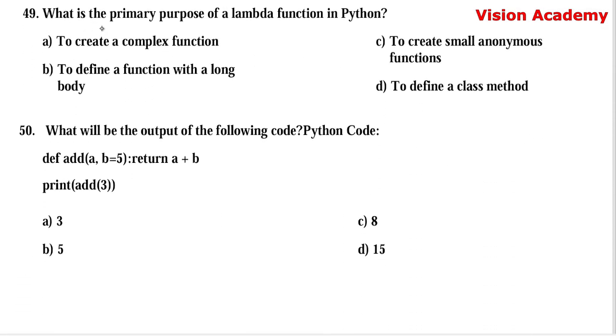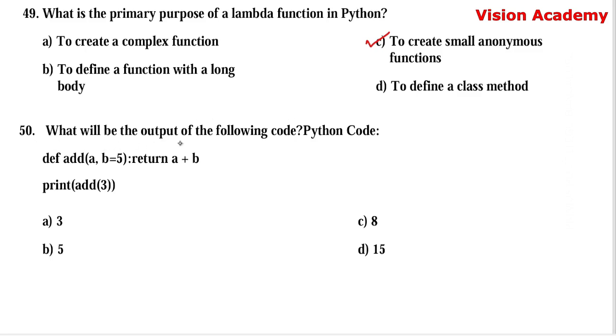Question number 49. What is the primary purpose of a lambda function in Python? Option A, to create a complex function. B, to define a function with a long body. C, to create small anonymous functions. D, to define a class method. Here option C, to create small anonymous function, is the right answer.